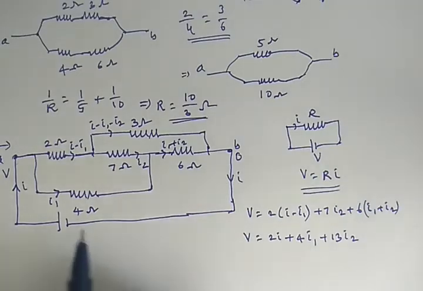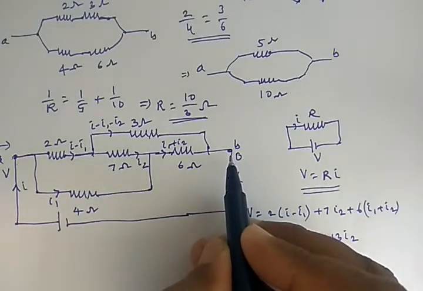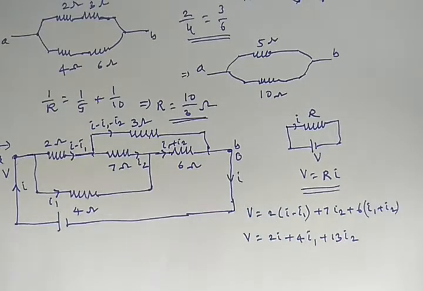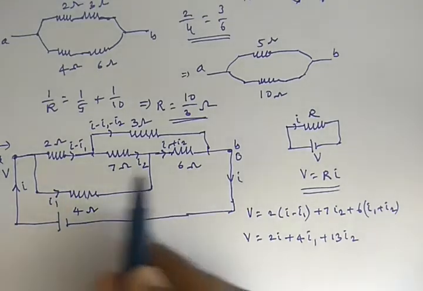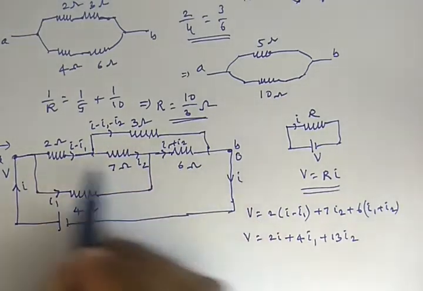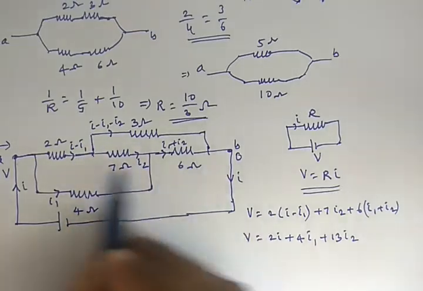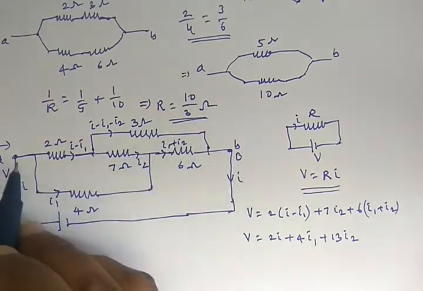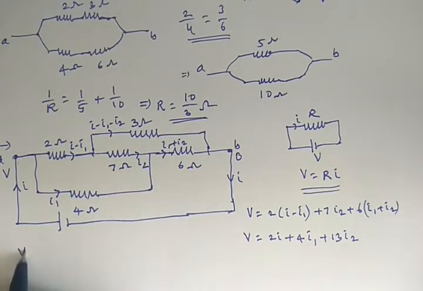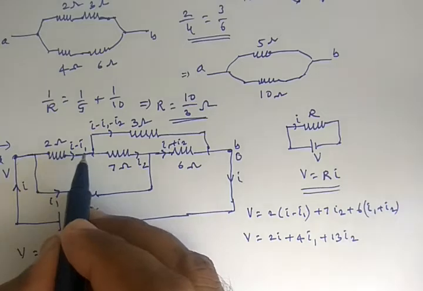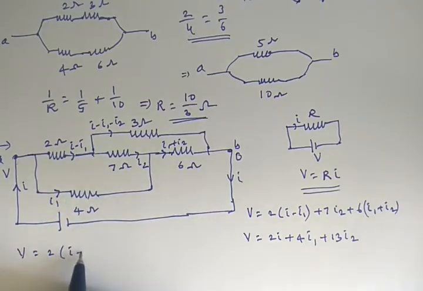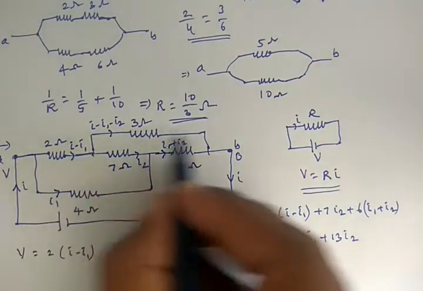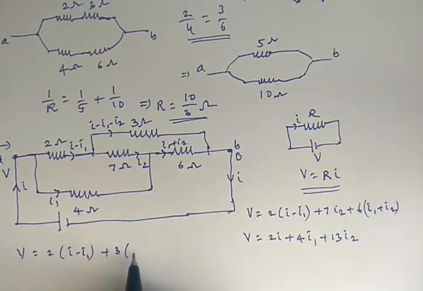You can also take the voltage across A and B along a different path. Let us take along this path. So along this path, the voltage drop again is V. So the voltage across this one is once again 2 into I minus I1. Then the voltage across this one is 3 into I minus I1 minus I2.